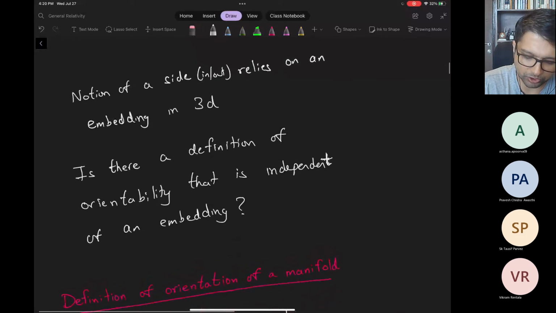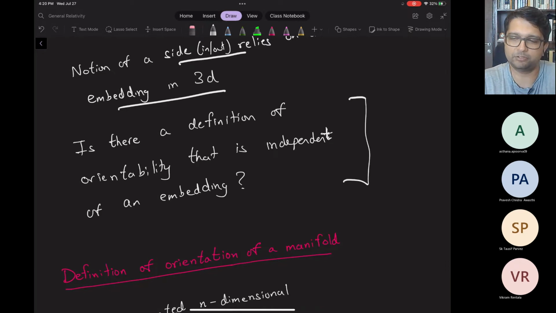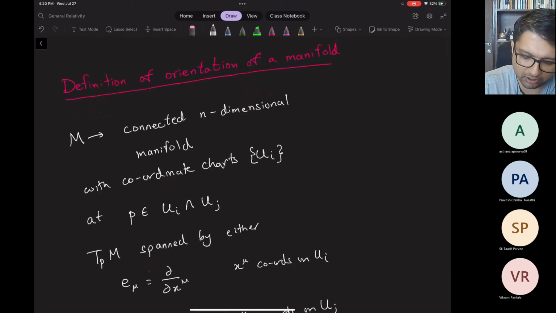So this notion of sides, this in and out, relies on this embedding in 3D. So this is exactly what we want to do. Is there a definition of orientability that is independent of an embedding? We'd like to provide such a definition. So that's what we're going to do next. We're going to give a definition of orientation of a manifold.